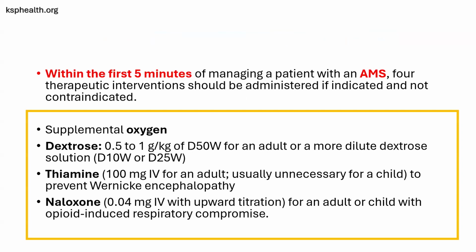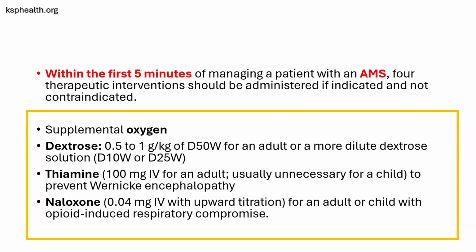Number one, give oxygen right away. Number two, check the sugar and treat with dextrose 0.5 to 1 gram per kilo: D50 for an adult, D25 for pediatrics, and D10 for neonates. Thiamine 100 milligram IV for an adult, usually unnecessary in children. That is to prevent Wernicke's encephalopathy.